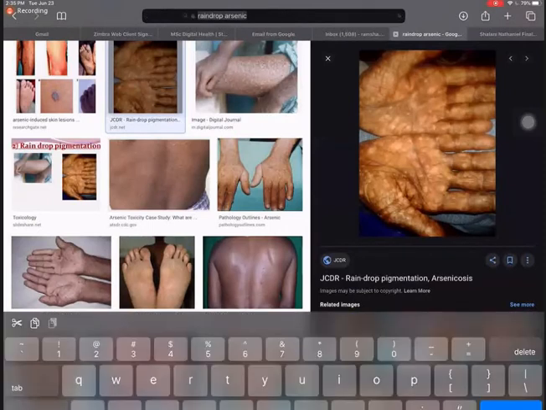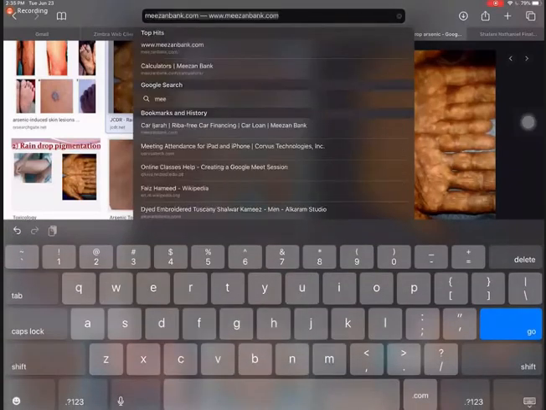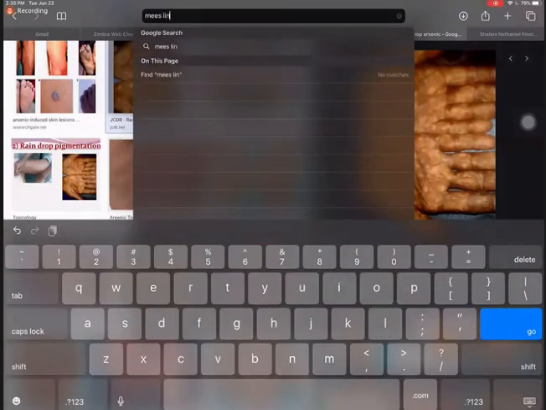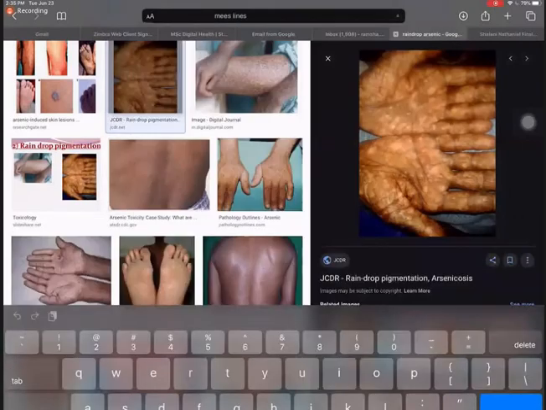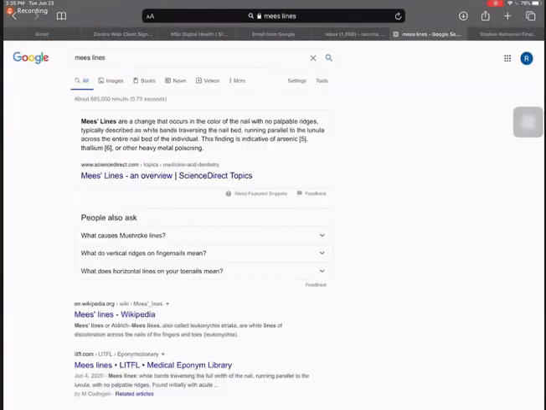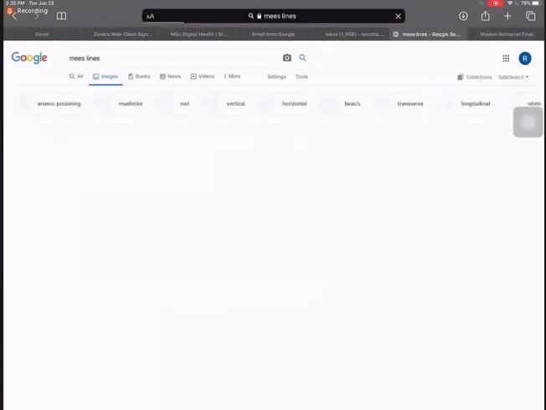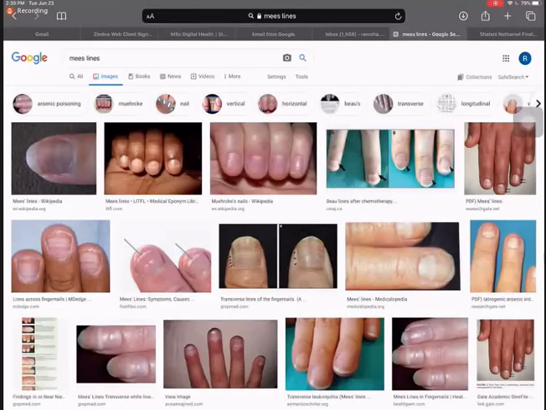And for the Mees lines, which are also seen in arsenic poisoning, I hope you guys can see my screen because I'm really not sure. Okay, so let me show you.